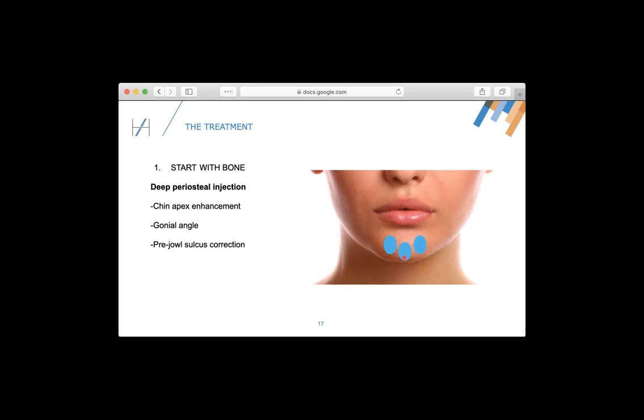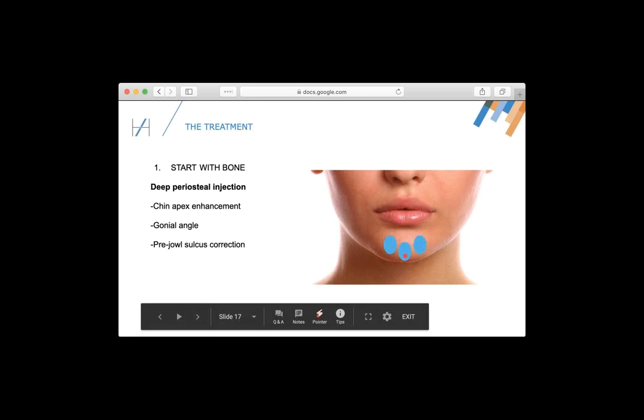And so all of my treatments are not along the line where the mandible curves underneath, but about 1 centimeter up from there on the front of the mandible, because that's how you get that anterior projection, and that's how you see the difference. If you're treating the corner of the jaw, it's not right in the corner. It's about 1 centimeter onto the front of the jaw. Same goes for the pre-jowl sulcus. Same goes for the chin.